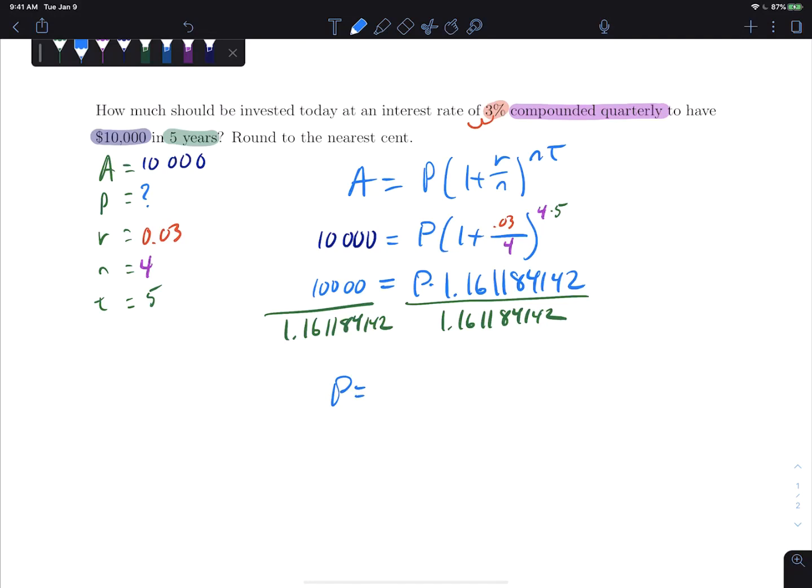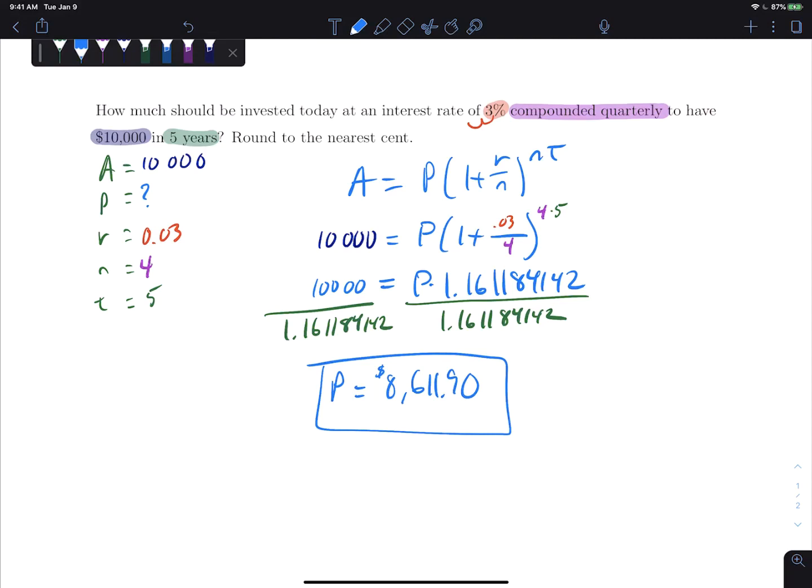So P is simply whatever you get when you type that in. In this case, that's going to give us $8,611.90. So that is the present value. That's how much you need to invest today to have $10,000 in 5 years when you have 3% compounded quarterly.